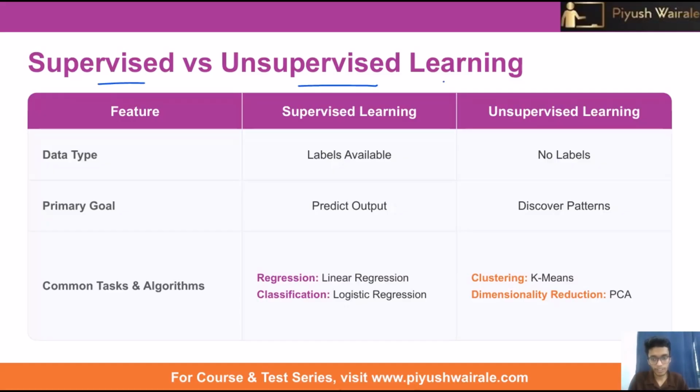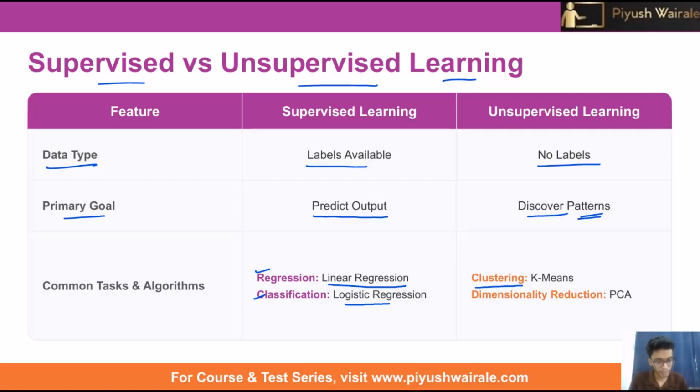Supervised versus unsupervised learning. What are the data types for supervised? Labels will be available. In unsupervised there will be no labels. The primary goal for supervised learning is to predict the output, either continuous output or classification categories. In unsupervised, it is to discover patterns and form groups. Then common tasks and algorithms: in supervised there is regression and classification. An example of a regression model is linear regression, and an example of a classification model is logistic regression. In unsupervised learning there is clustering, for which one model is k-means, and then there is dimensionality reduction, for which we use PCA.